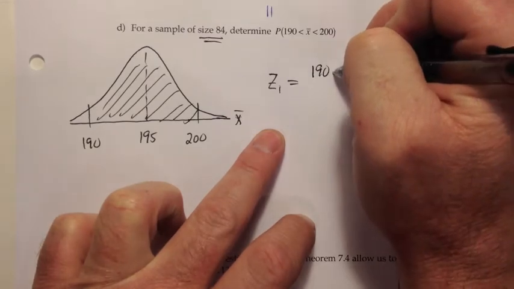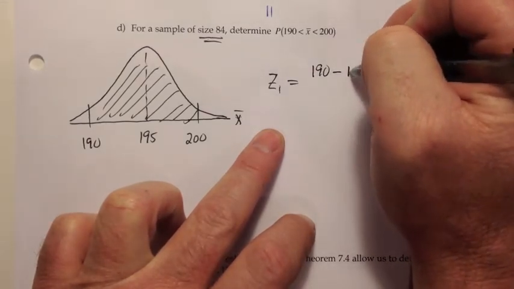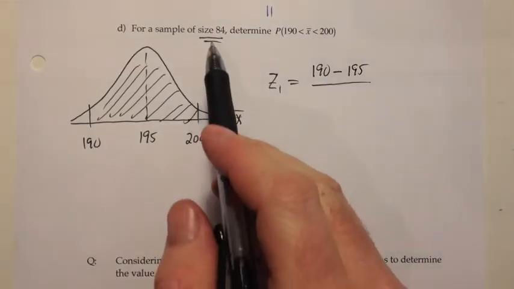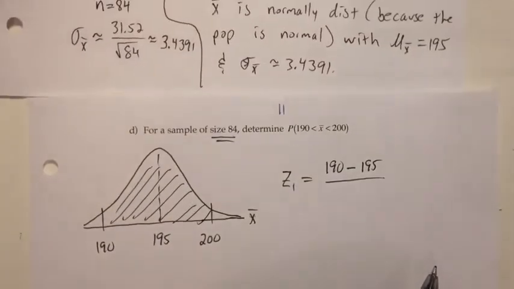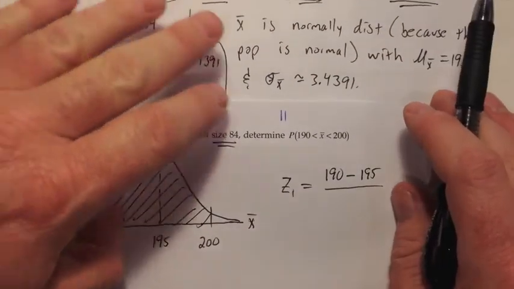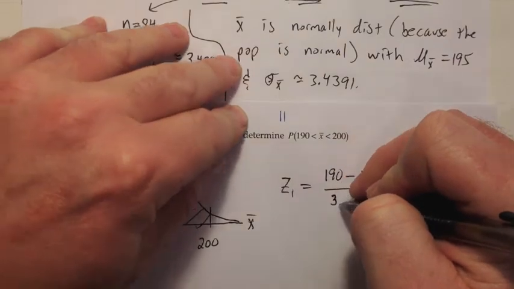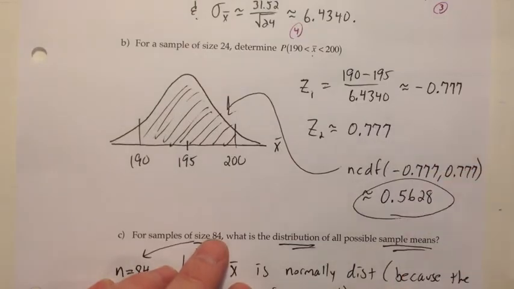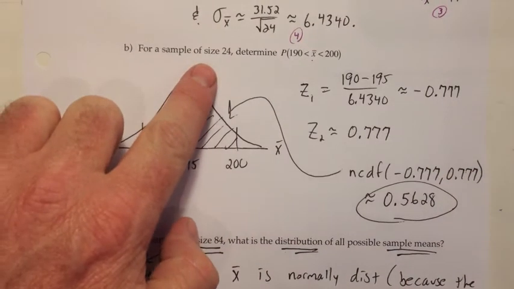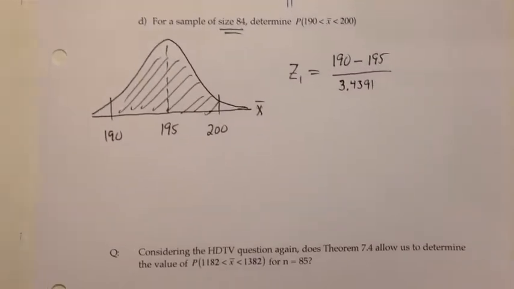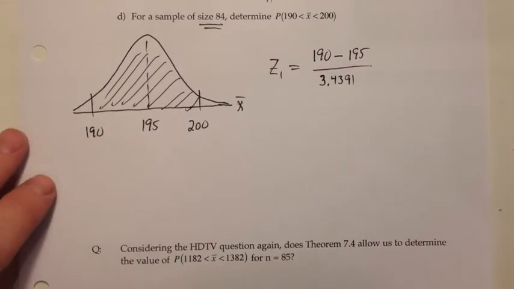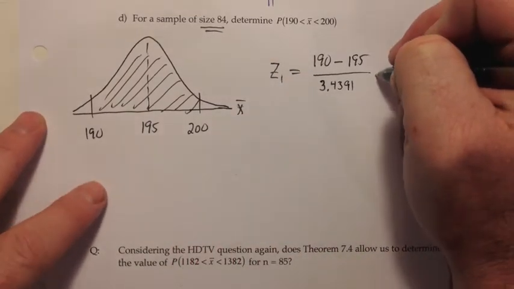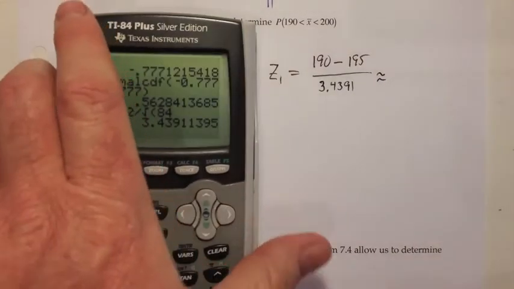So when I do my z-score, the first one, it's still 190 minus 195, but when I go to divide, I'm dividing by the standard deviation of x bar for a sample size of 84, and we just computed that, and it was 3.4391, so that's the number that we use this time, which is different than the previous one where we divided by the 6.434. That was because our sample size was 24. So when you're going to do your z-score, not only do you have to consider that you use the standard deviation of x bar, but you have to make sure it's for the right sample size. Alright, so let's see what we get for that.